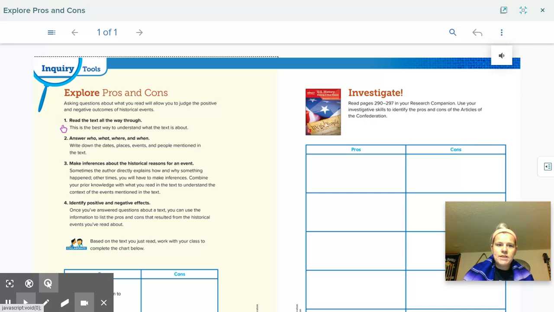So this is the best way to understand what the text is about. So not just reading it in bits and pieces, but reading it all the way through. Okay, then it says answer who, what, where, and when. So write down the dates, places, events, and people mentioned in the text.